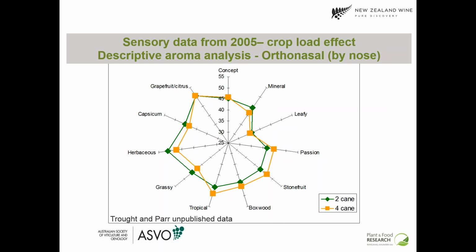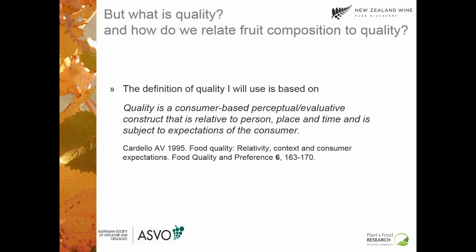So we've talked a little bit about fruit composition and the influence that yield may have on that, but what about quality? Quality is a difficult concept or measurement to put together. Quality, according to Cardello, is based on the evaluation of the individual person in place and time, and it's subject to the expectations of the customer. I think it's that expectations of the customer that's really important.